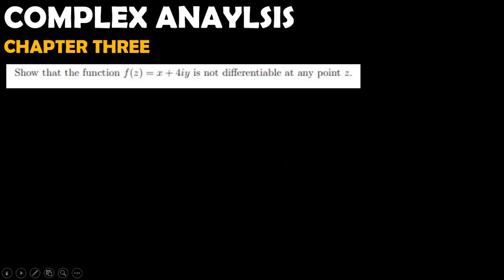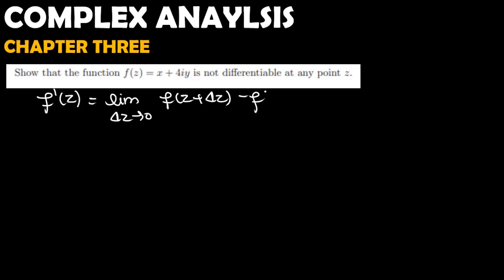From this example, you will get the right idea of what I'm trying to explain. Show that the function f(z) = x + 4iy is not differentiable at a point z. So now we have a point z, and we are going to prove that this function is not differentiable at z. The formula of differentiation, as you know, is f'(z): if a function is differentiable, then the limit as delta z approaches 0 of [f(z + delta z) - f(z)] over delta z exists. Till now, there's no problem.